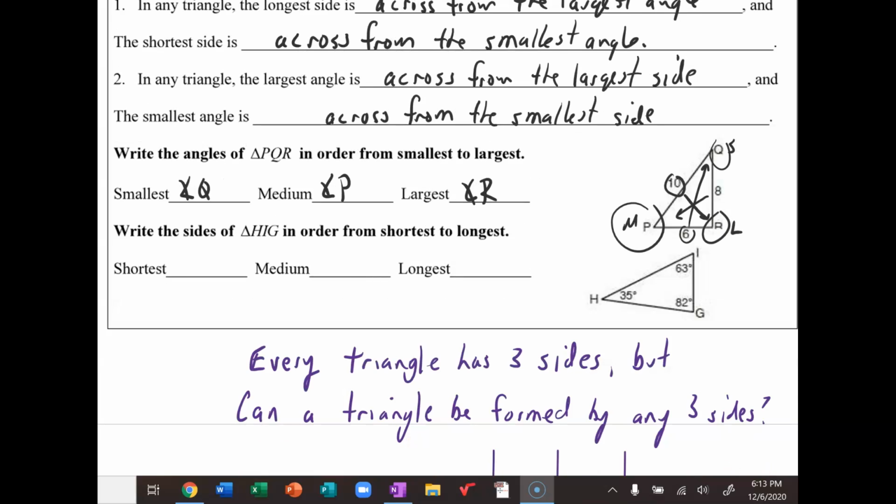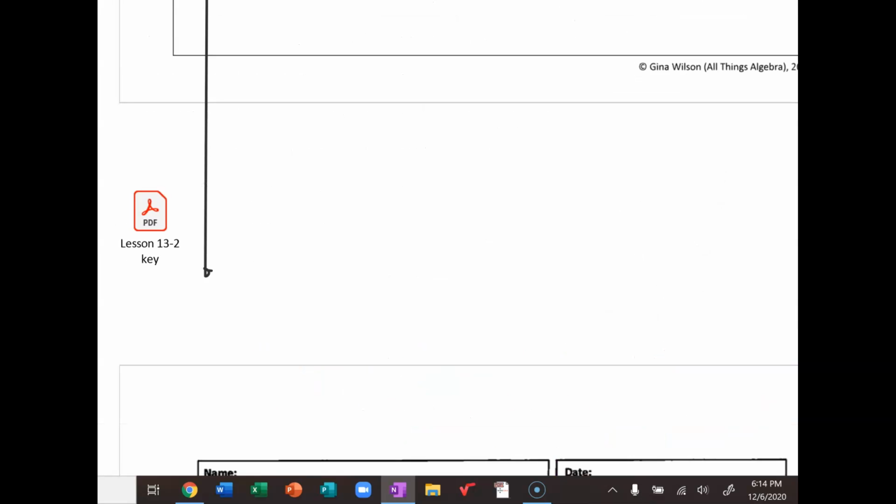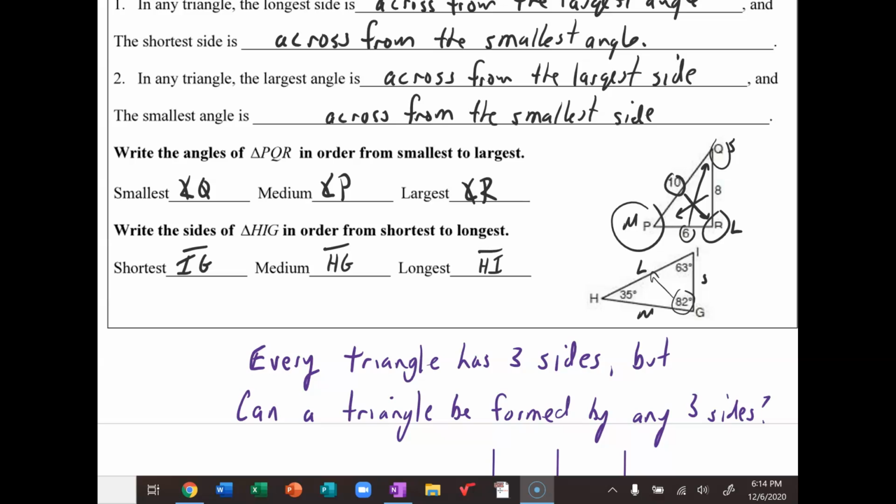The same thing applies for the angles here. So across from the largest angle is the largest side. That would be the largest side. This would be the medium. This would be the smallest. So the shortest side would be IG. There's IG, and then there are the sides from shortest to longest. Okay, that's triangle inequality.